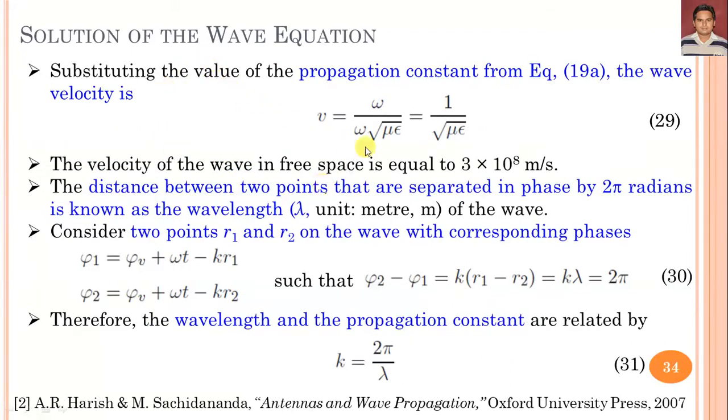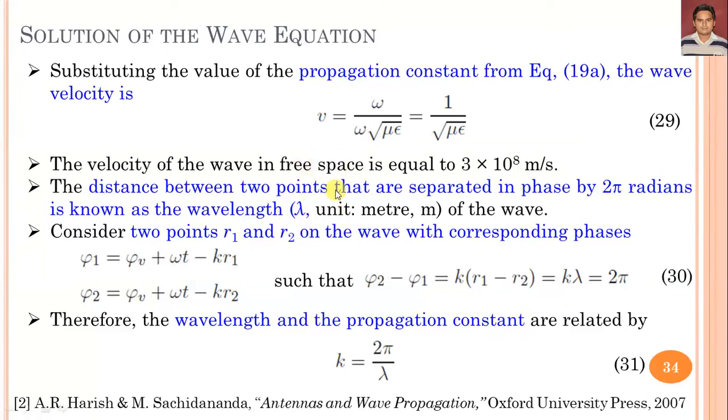Further, we are calculating the propagation constant value from equation 19a, which we discussed in the previous lecture. So the wave velocity we have represented in terms of root of mu into epsilon, which is equal to 3 into 10 to the power 8 meter per second for a free space wave equation.